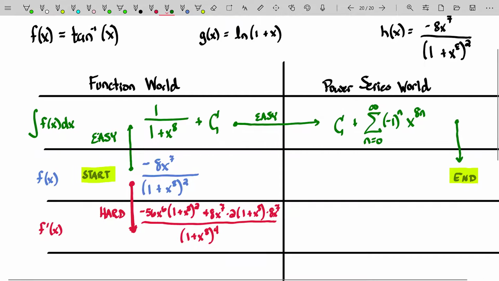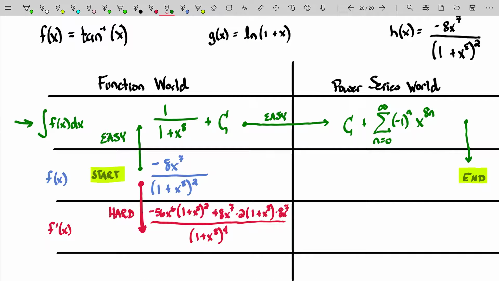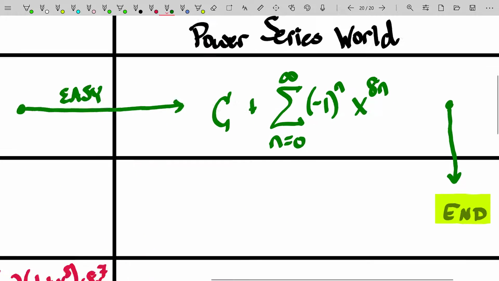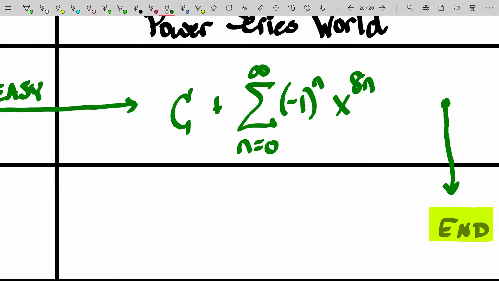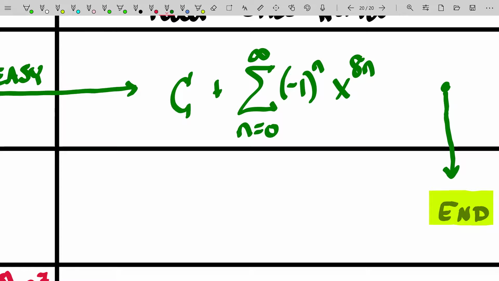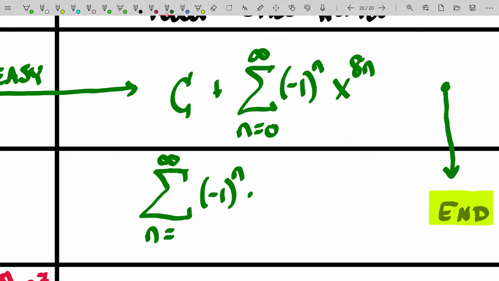And if you think about that, the higher you are in this process, the higher you are in this ladder, if you will, the higher row you're at, then to get to a row below that, you'll have to take a derivative. So let's go ahead and take a derivative to go down to this ending point. The derivative of c is 0, and the derivative of the summation, I'm not going to fill in the n equals, but the derivative of this sum, well, we have negative 1 to the nth, that's just a constant, times the derivative of x to the 8n, which is 8n x to the 8n minus 1.